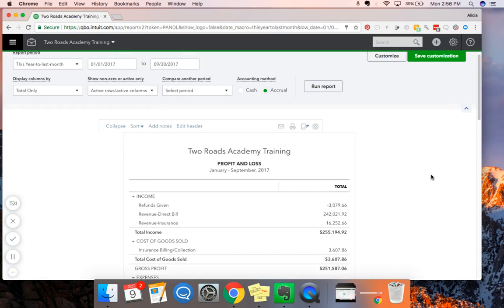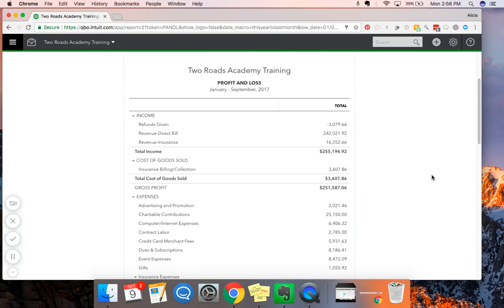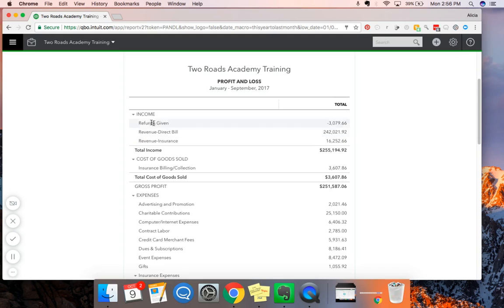In this report, you're going to see a couple of different sections. The very top is your income section. This shows you all of the revenue that you earned from items that you either sold to customers or services that you provided to them.